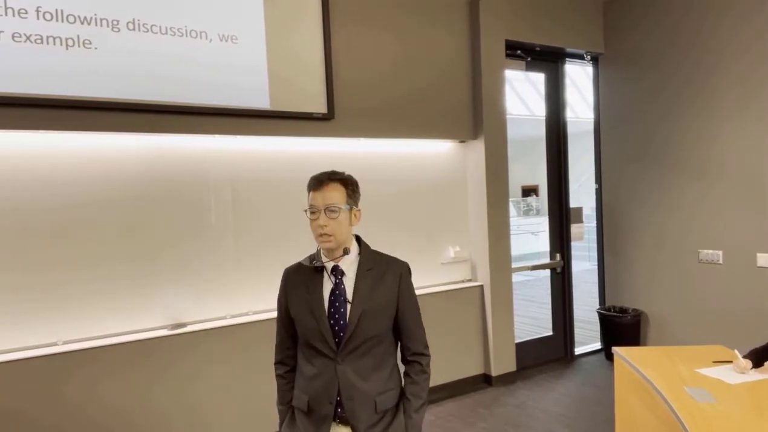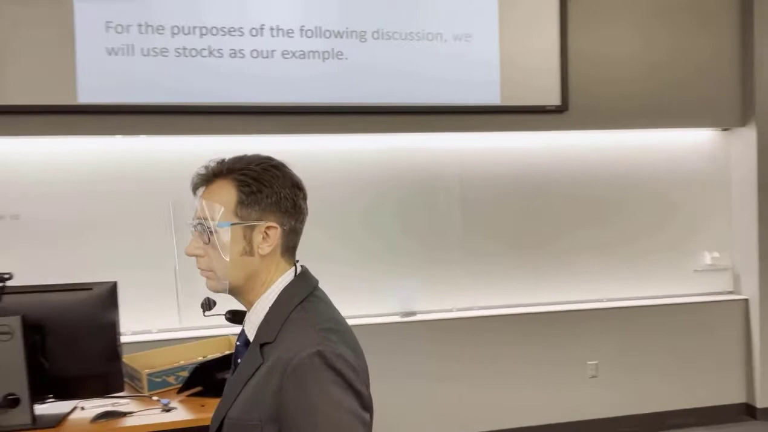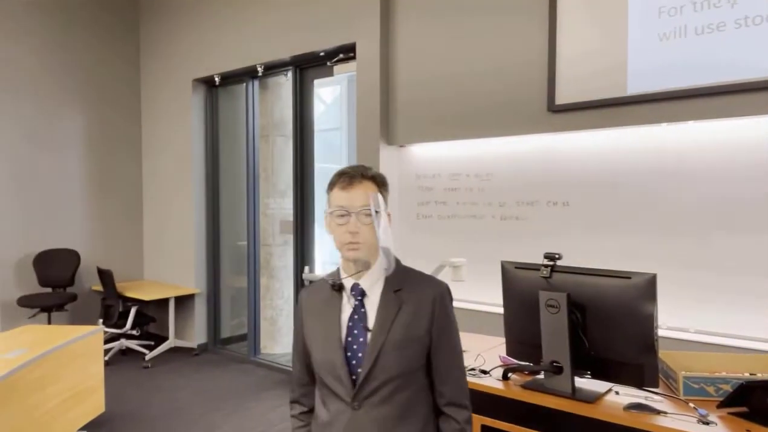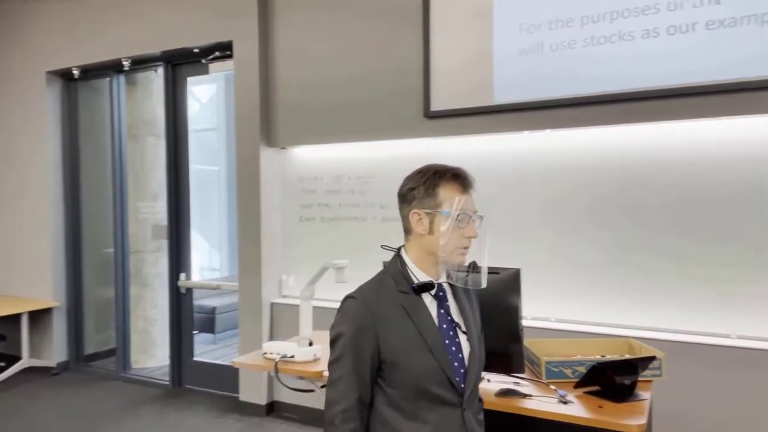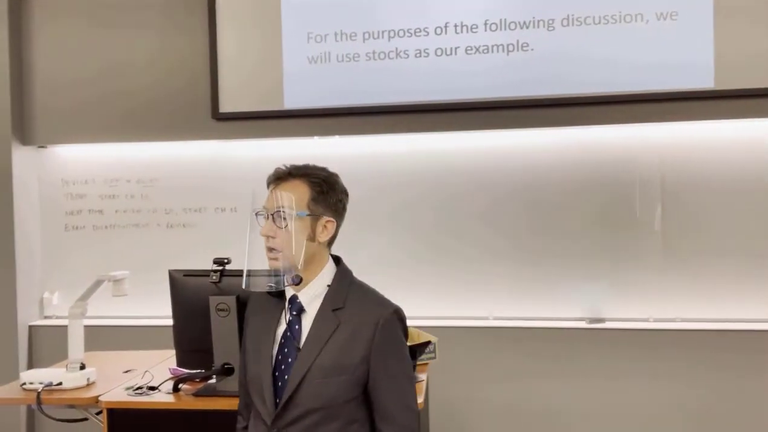First of all, we could be looking for a series of payments. When you purchase a bond, you're looking for a series of bond coupons, which represent the interest payments on the bonds. And if you purchase stock, it's not required, but you might be buying that stock for dividends.